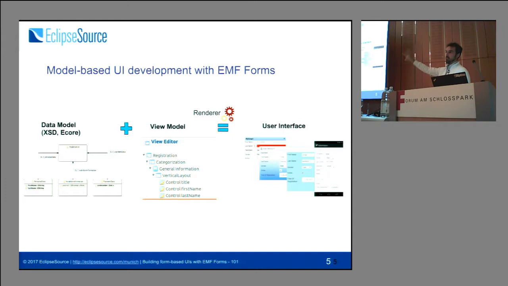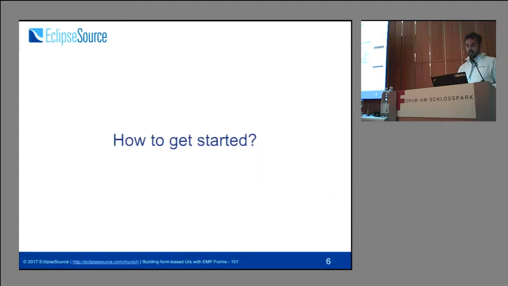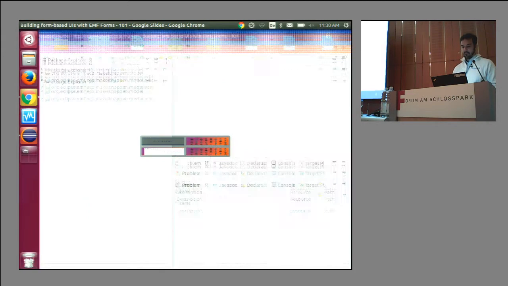Now we have those 2 declarative artifacts, and once you produce them during runtime, there is a rendering component which reads in those two definitions and produces a form that you can embed in your application. Now let's dive into the demonstration and answer the first question, which is obviously how to get started. So what is the first step if you want to try that out?